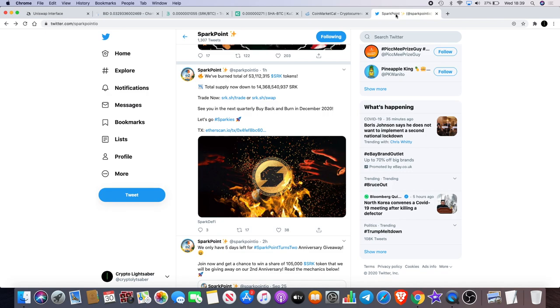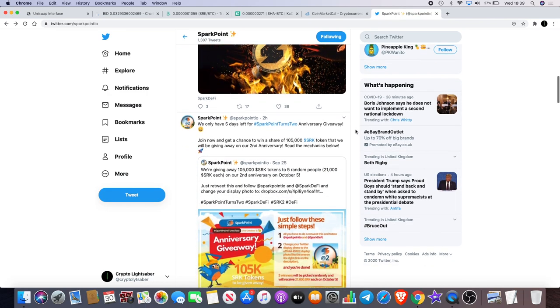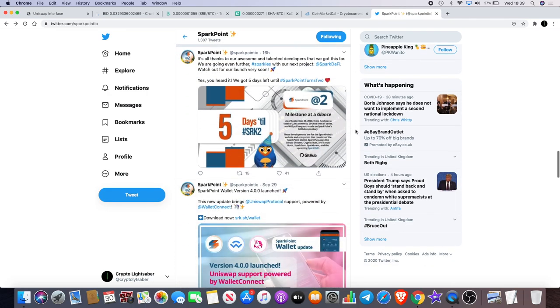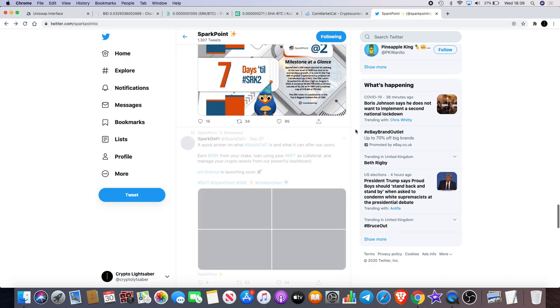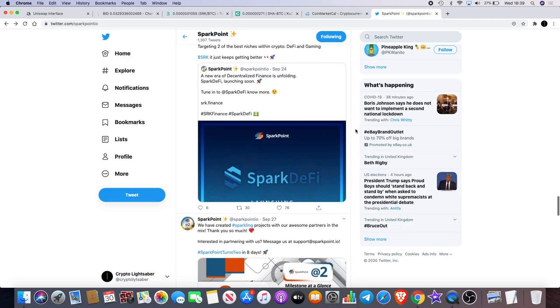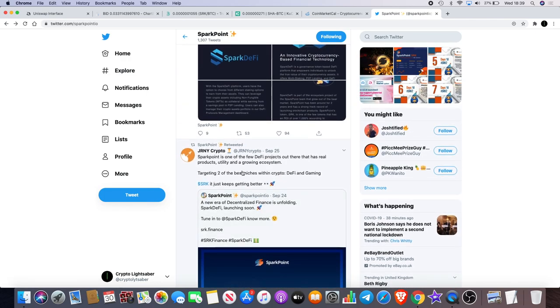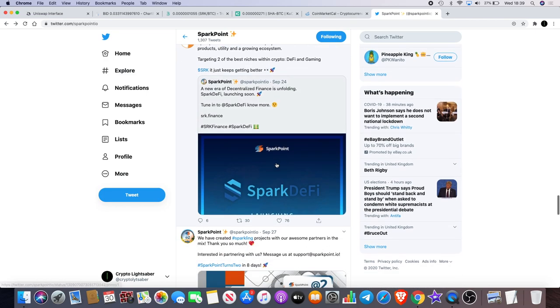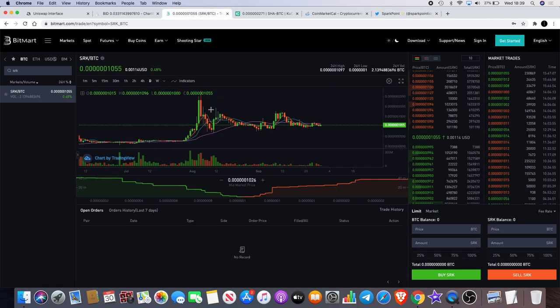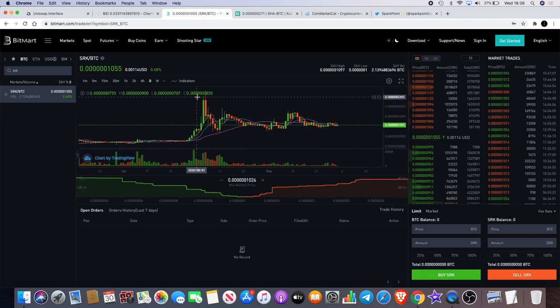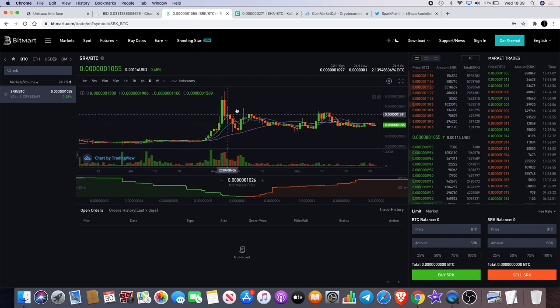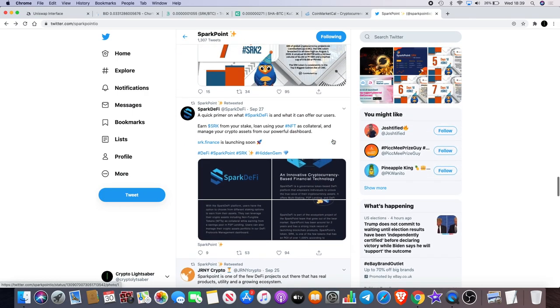Now, Sparkpoint have talked about the fact that SparkDefi is launching soon, which I'll put a picture up on the screen because I saw it. Oh, right, there it is. I saw this in the Telegram. So SparkDefi is launching soon. Now, this is from the 25th of September, so just a couple of days ago. And obviously we saw Sparkpoint pump previously on the DeFi news. This was a DeFi pump, so that's what brought the market up last time.